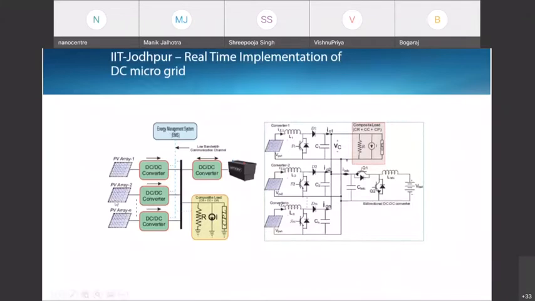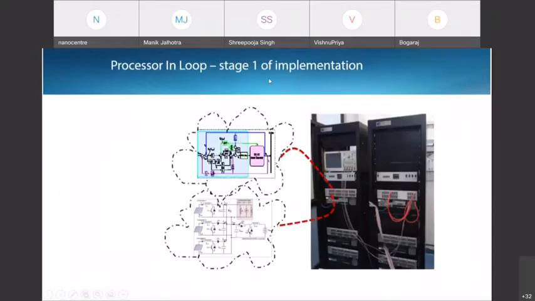So this is PV array 1, PV array 2, PV array 3, and then they had their DC-DC converters related to all of these things. Now the entire plant was on the simulation, and then they had their energy management system also. So this was also in the simulation only.